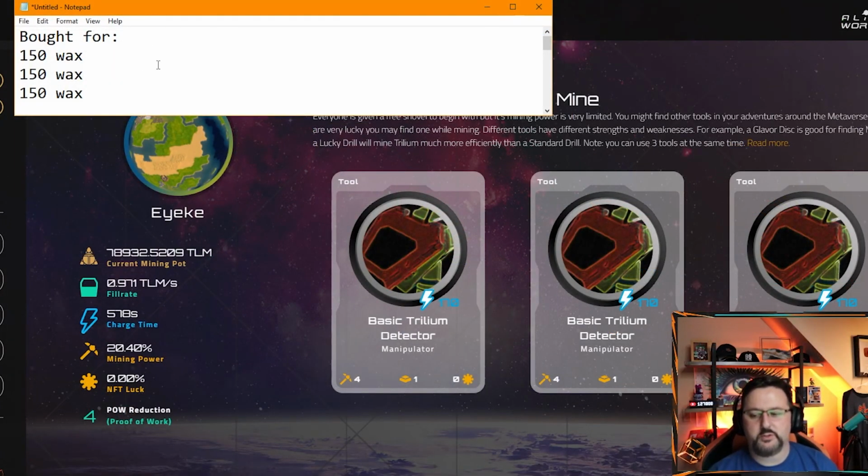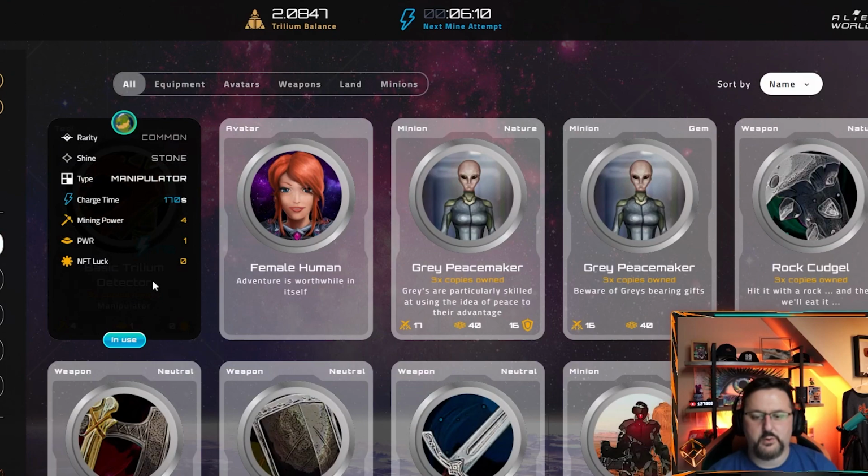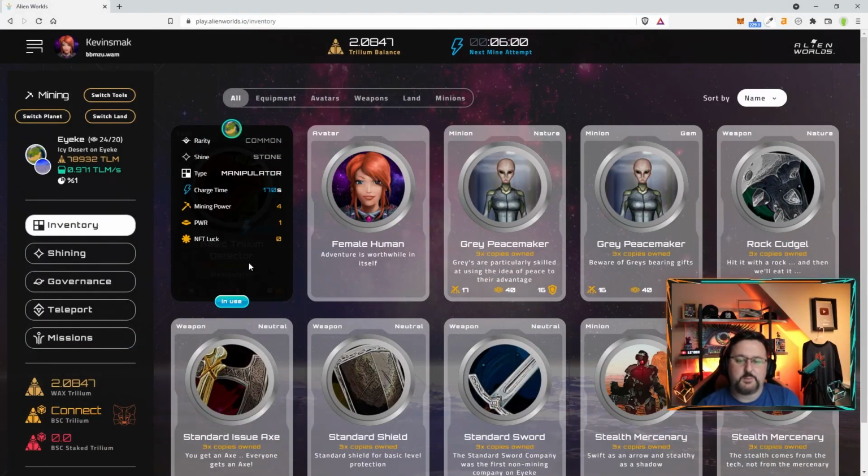So these two basic trillium detectors are pretty good. We go in the inventory, we can take a look at them here. It's 172nd charge time, mining power of 4, and regular power of 1, NFT luck 0. So the reason I went with these is because NFTs are not mineable still. I have a feeling they're not going to be mined for a while.